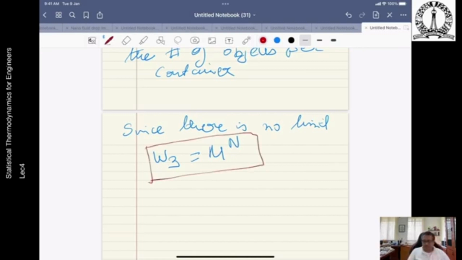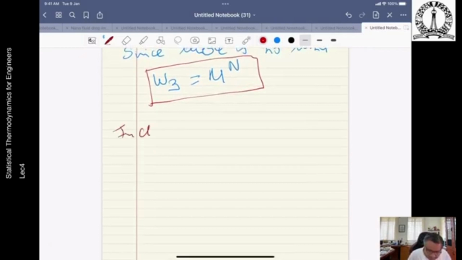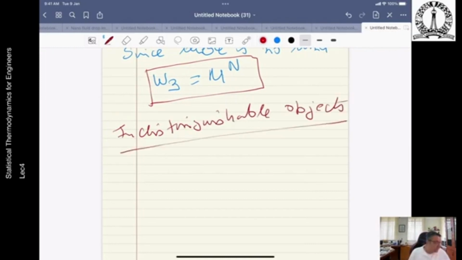So for distinguishable objects there can be three types of fundamental queries that we ask, and we will see how they are linked with the statistics of quantum mechanics. The answer is pretty clear that these are the three different ways in which the objects can be arranged in different containers. So this brings us then to indistinguishable objects.